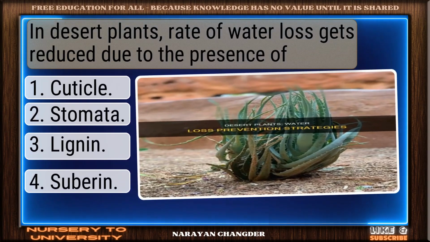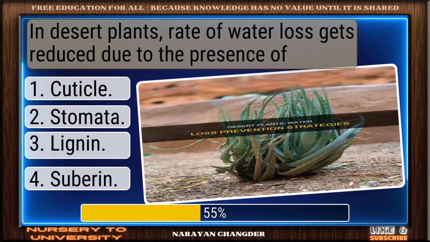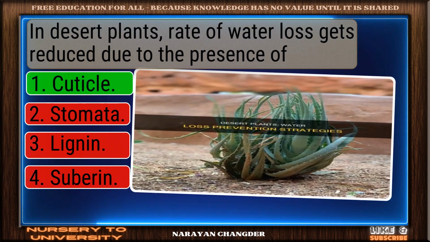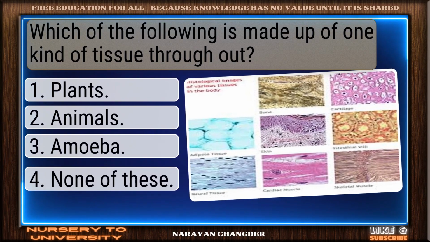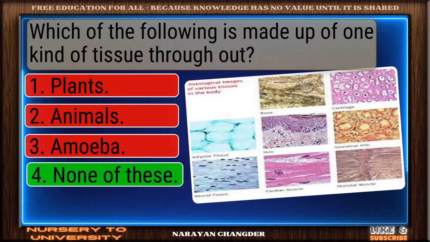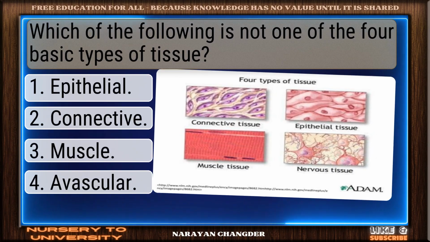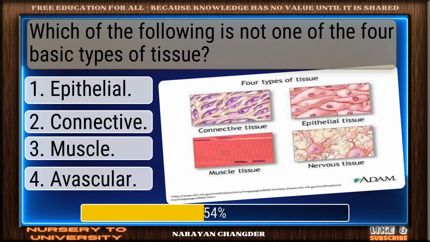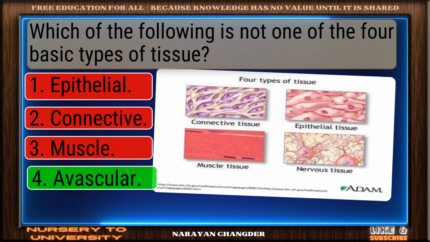Question number 35. In desert plants, rate of water loss gets reduced due to the presence of. Smart pick. Cuticle is the correct choice. Question number 36. Which of the following is made up of one kind of tissue throughout? Exactly. None of these makes sense and it is the right choice. Question number 37. Which of the following is not one of the 4 basic types of tissue? Sharp thinking. Avascular is the right choice.